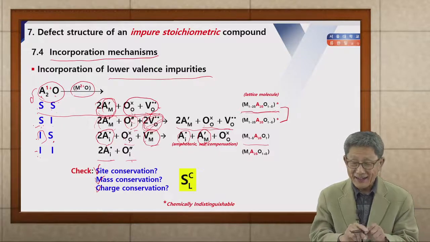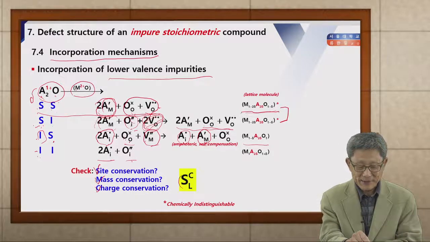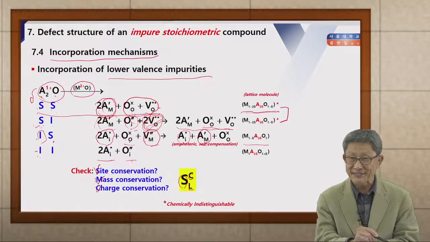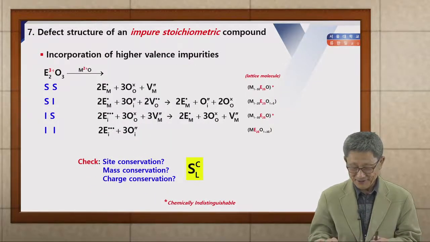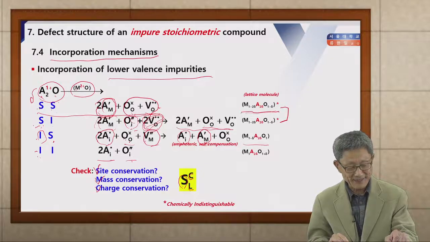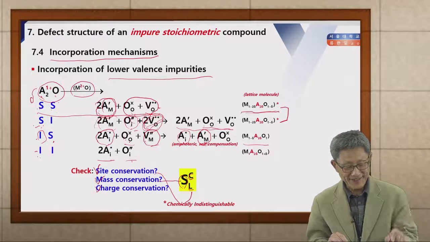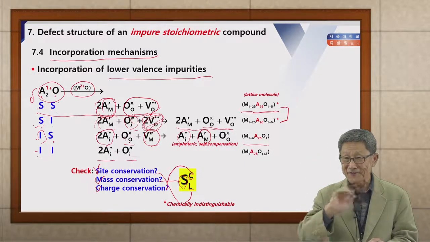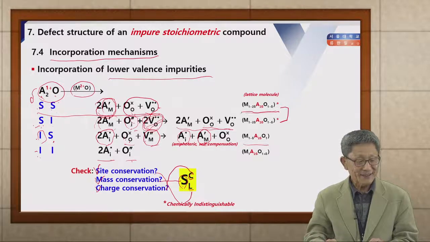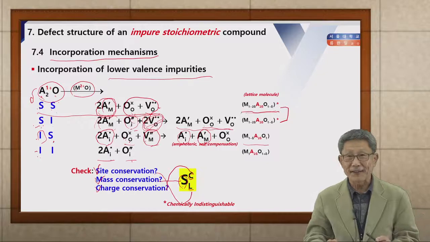Okay? I introduced the Kröger-Vink system of notation, right? A species sitting on the lattice site with the effective charge or actual charge C. There are three things, right? Now this condition means site conservation, you see, this side. Mass conservation, yes. Charge conservation, here. So three conditions should be met, don't forget. Okay? So this is what happens when you incorporate the lower valence impurities.